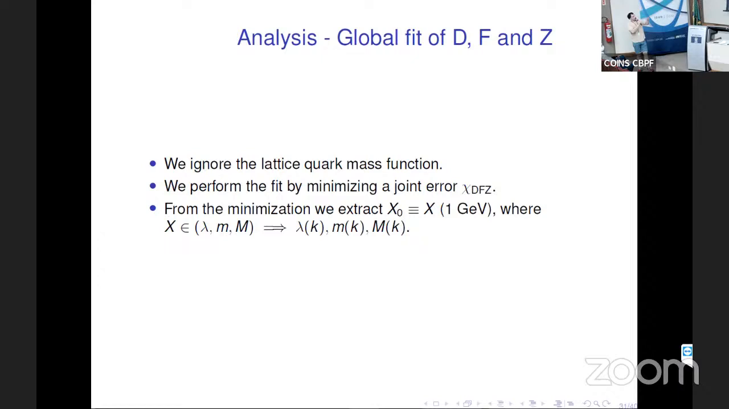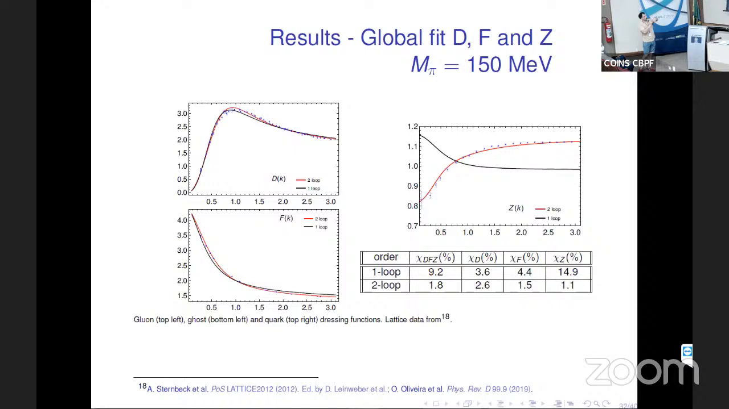And we started by doing first a global fit of the three dressing functions, which we expect to be perturbative, right? And we just excluded completely the mass. And here I am showing you the results. Here we have the dressing functions for the gluon and the ghost. And here we have the quark dressing function, which is probably the most impressive result of this work, because as you can see, the one loop calculation does not reproduce the lattice data even at a qualitative level. So this is quite impressive. This needs an explanation, of course.